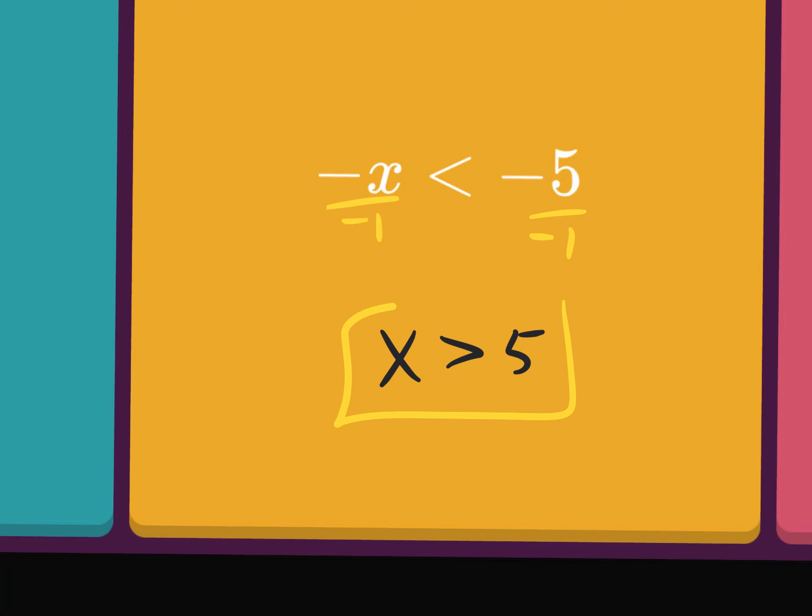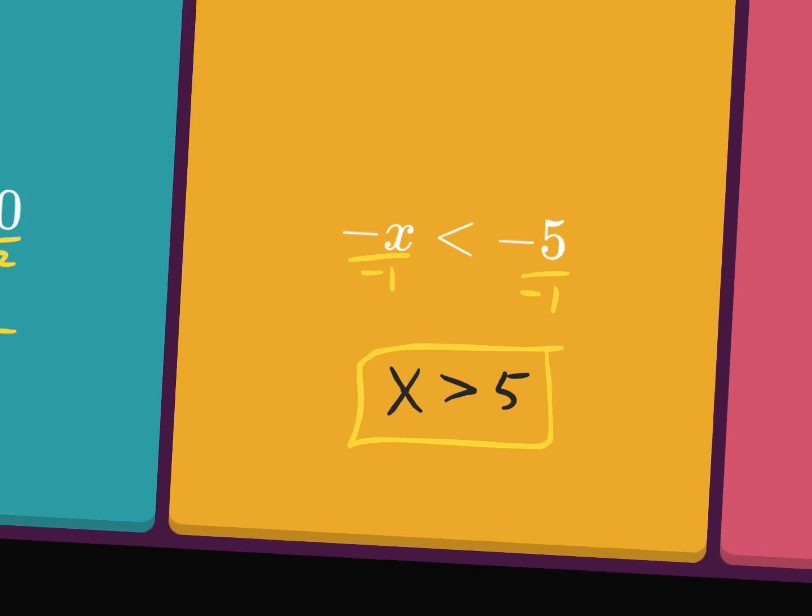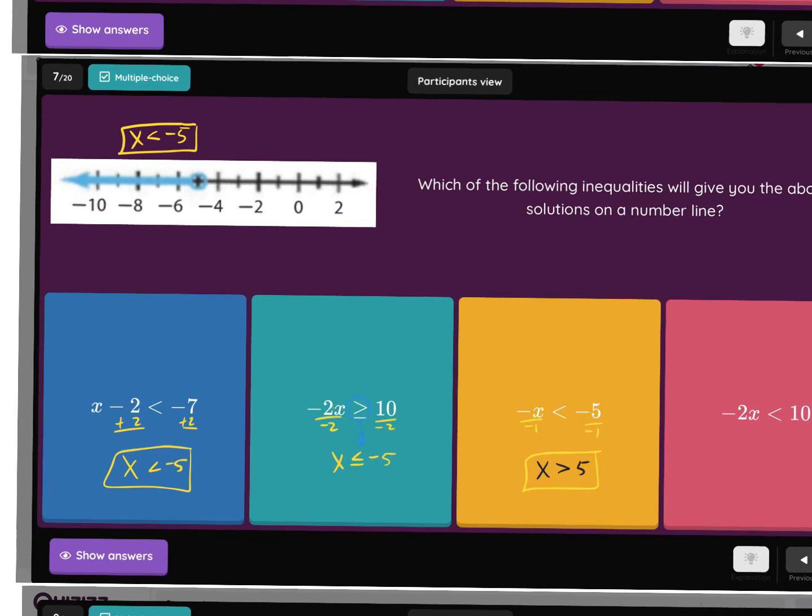So we have, it's that one? I'm not sure. Let's see. No, it's not. Actually, it's the first one, right? X is less than -5. X is less than -5.